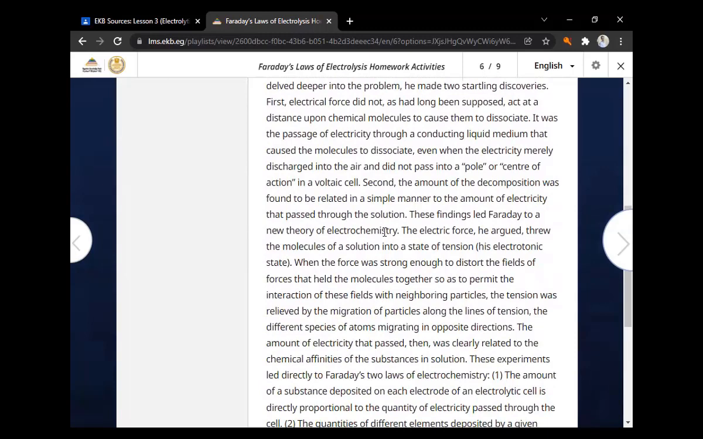This is a part where Faraday was trying to explain how conductivity in metals works. The electric force, he argued, puts the molecules of the solution into a state of tension. When the force was strong enough to distort the fields of the forces that held the molecules together, so as to permit the interaction of these fields with neighboring particles.